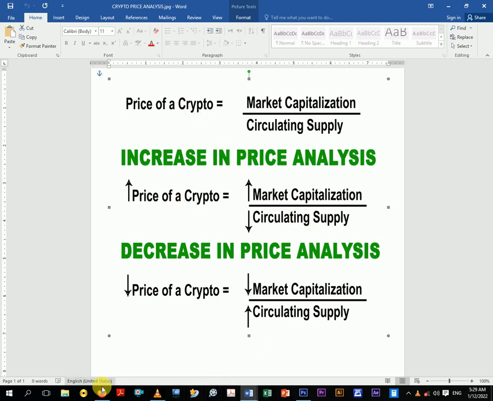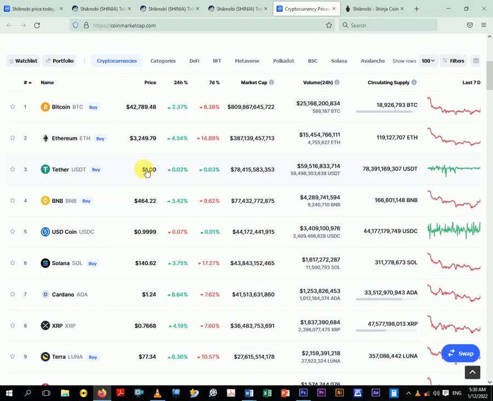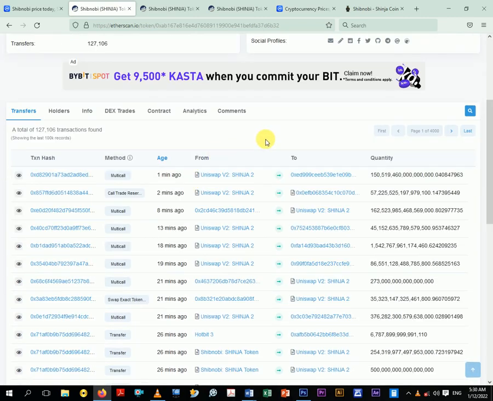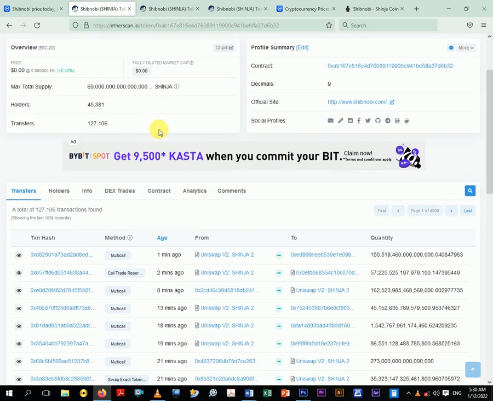This equation, the circulating supply reducing, doesn't normally affect major cryptocurrencies, because Bitcoin doesn't undergo a burning process. But when you look at coins like Shibnobi, it's a very good coin which has come. It's trying to clear zeros to make people billionaires. If you get time, you can go through my videos and learn more about this cryptocurrency.